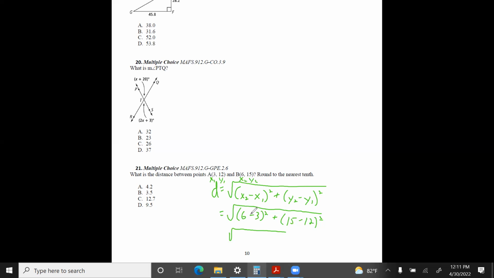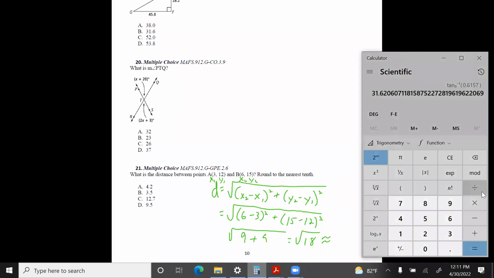6 minus 3 is 3. 3 squared is 9. 15 minus 12 is 3. 3 squared is 9. 9 plus 9 is 18. And the square root of 18, plug this into the calculator. Clear. 18 square rooted.